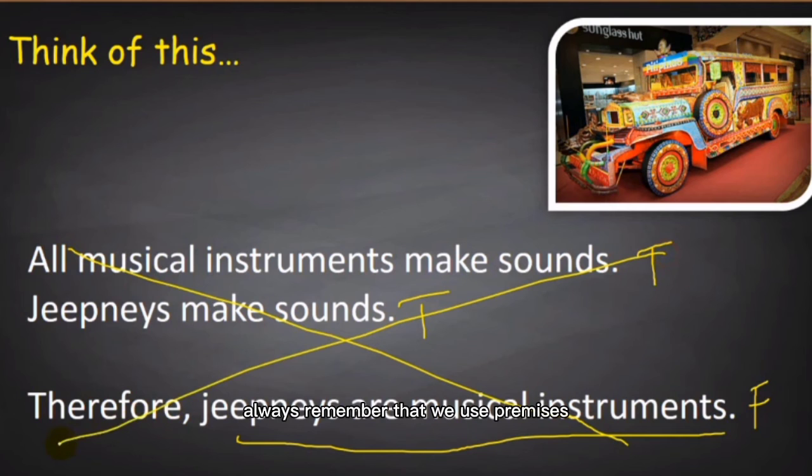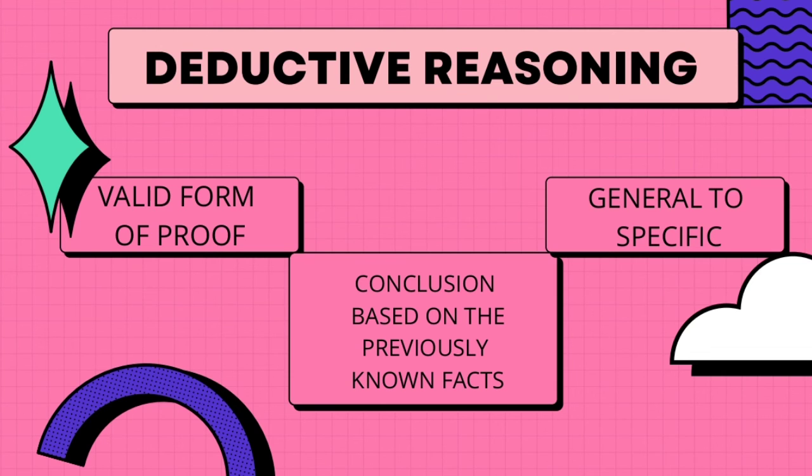Always remember that we use premises to prove the conclusion is true and not to justify it. Deductive reasoning is meant to demonstrate that the conclusion is absolutely true based on the logic of the premises. So everyone, the following are the key ideas of deductive reasoning.